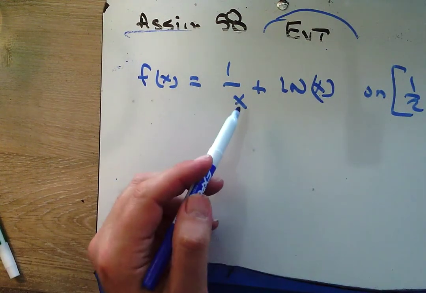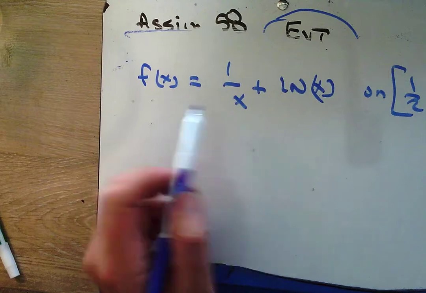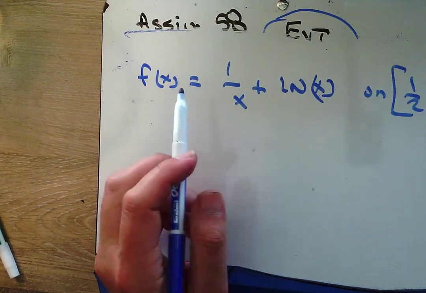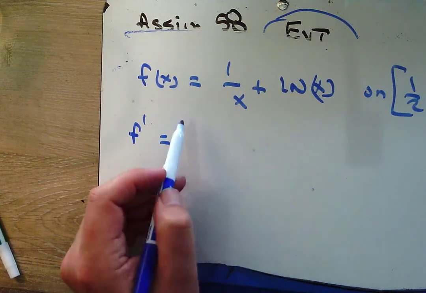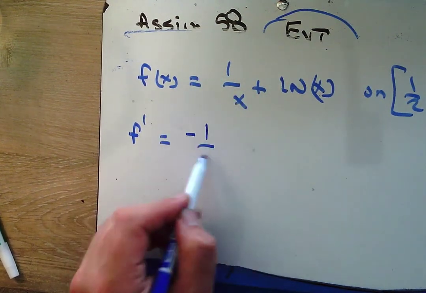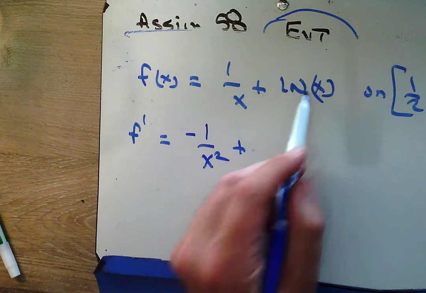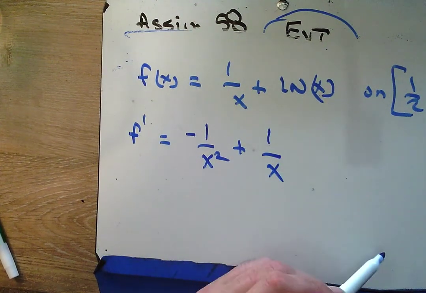Now, I'm not going to try and graph this by hand. I will, though, find f prime. So the derivative of 1 over x is negative 1 over x squared, and the derivative of ln of x is 1 over x.